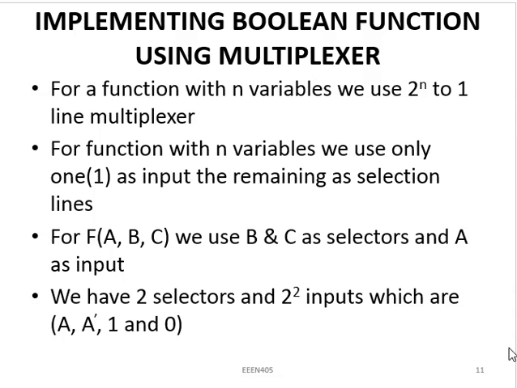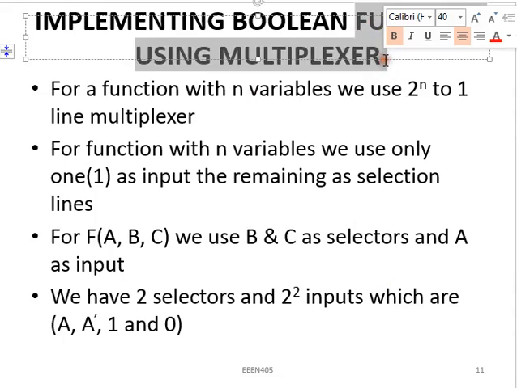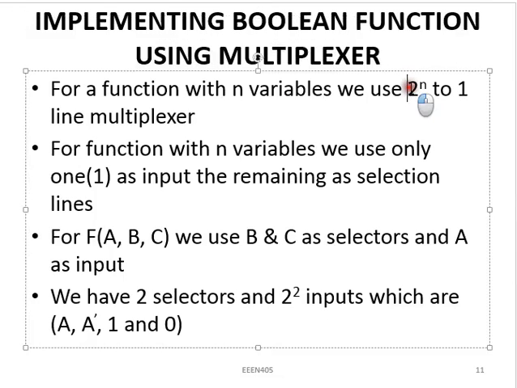The next thing is that we can use any multiplexer to implement a Boolean function, any Boolean function, depending on the number of variables we have in the function. We should select the corresponding multiplexer that will do that work. And we know that a multiplexer can have up to 2 raised to power n inputs, where n stands for the number of selectors we should use for that multiplexer.